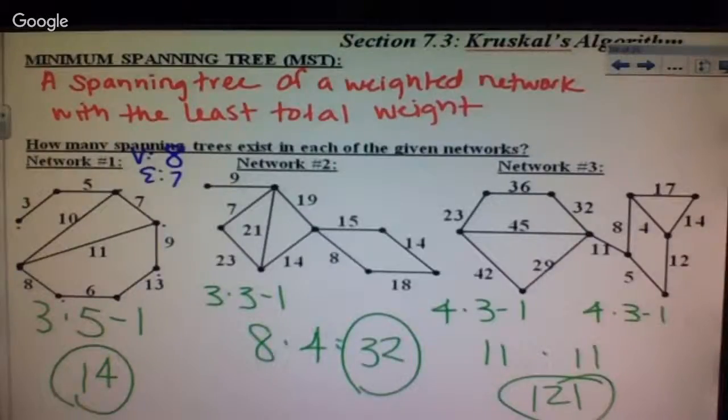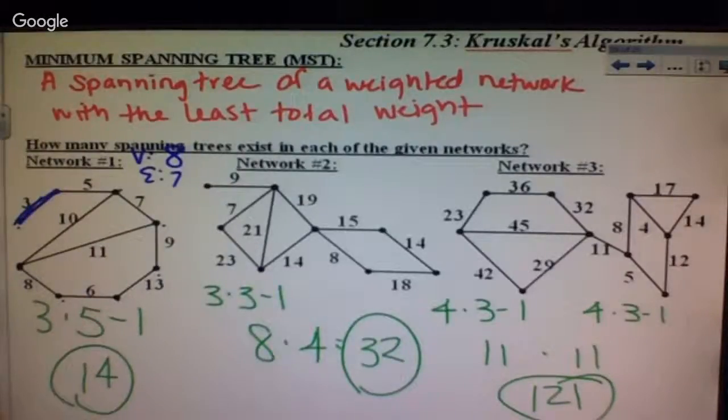So I'm going to highlight 7 edges, starting with the smallest one available. Once I hit 7, I stop without creating a circuit. So what is my smallest edge? 3.